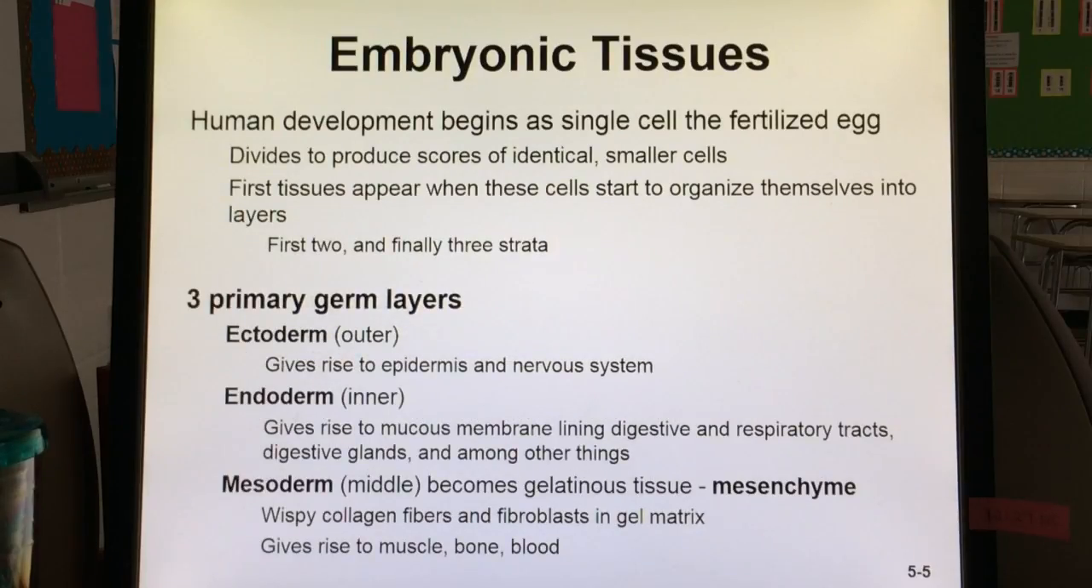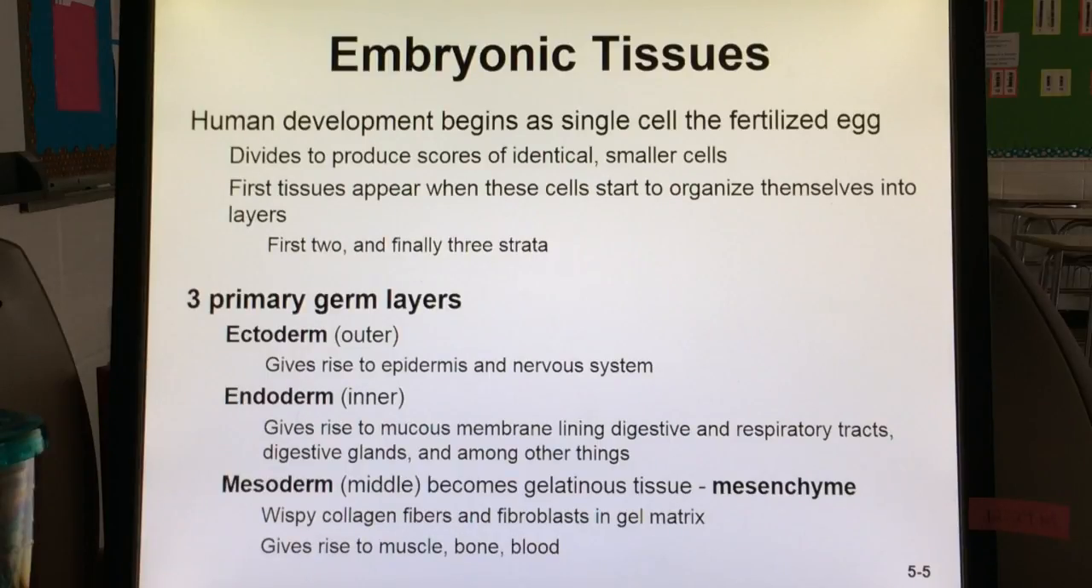Okay, so let's look at where these tissues are coming from. We know that human development begins as a single cell. The egg is fertilized by a sperm cell, and from that point mitosis continues and new identical cells arise from that cell division. And the first tissues appear when those cells start to organize themselves into layers.